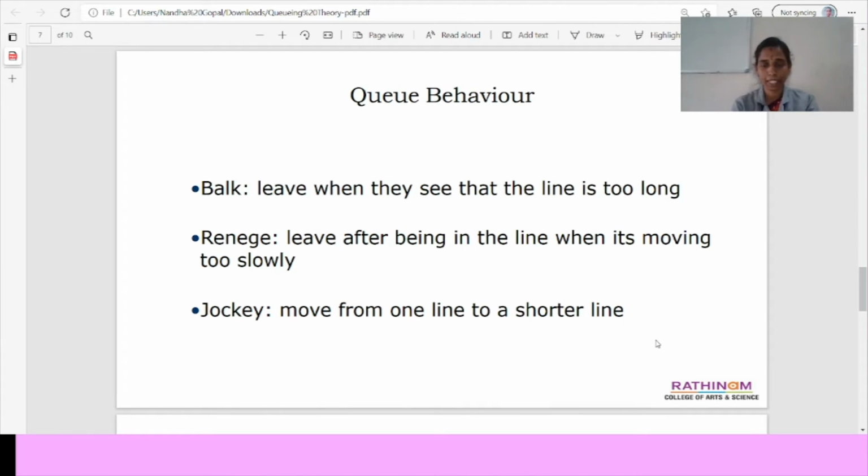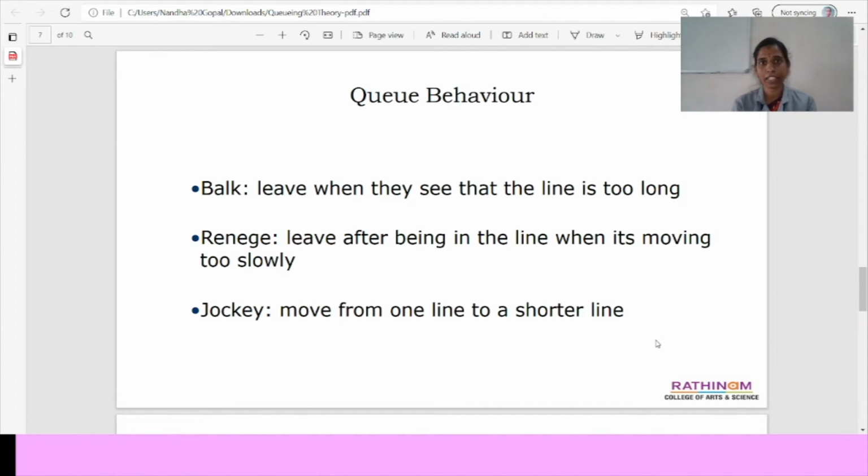The first person, balking, says, no, I am not joining the line because the line is too long. The second person, reneging, says he will join the queue. He thought that the queue would move fast. That is the imagination of reneging. Then the third person, jockeying, enters the first queue. He feels that the first line is too small, that's why he joined the first line. So balking, he left the queue.